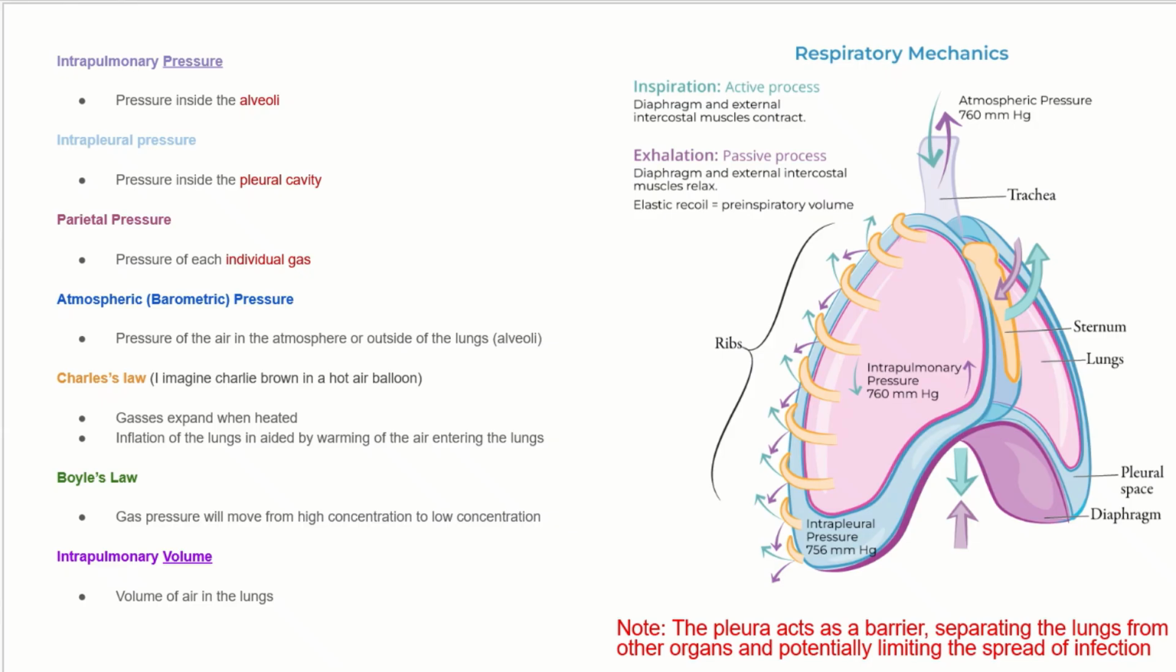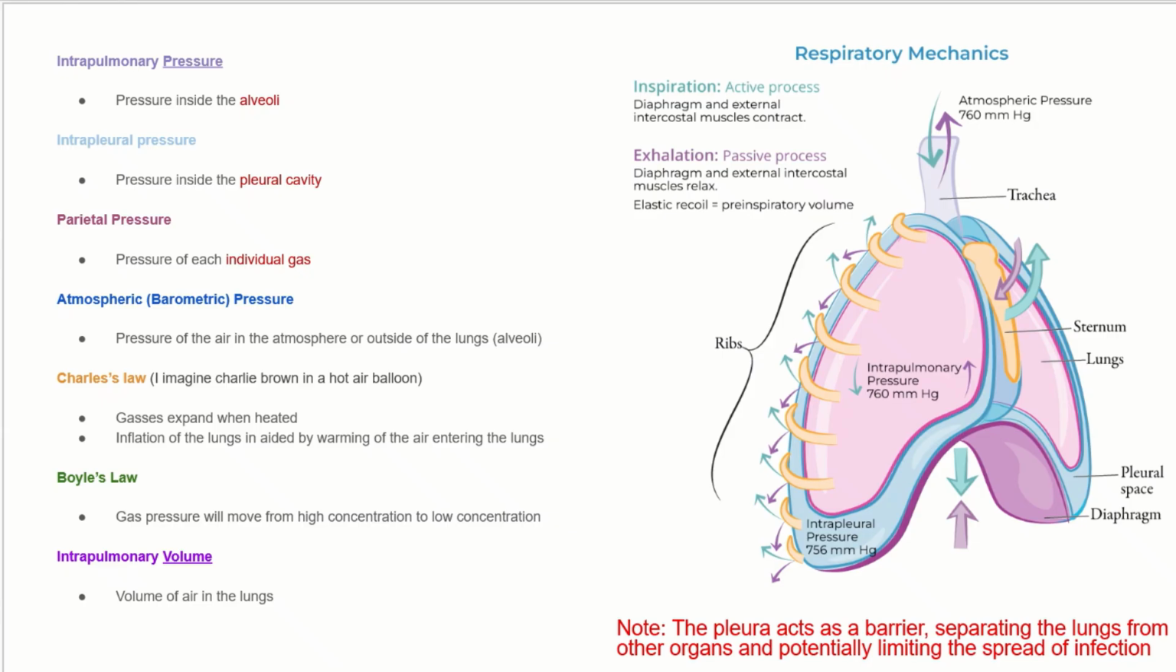And then Charles' law, the way I usually remember this one was imagining Charlie Brown in a hot air balloon, because Charlie Brown and then hot air balloons float up. Hot air balloons float up into the air because of the hot air inside of them. So when gas is heated, that's going to expand it. Whenever the air inside of a hot air balloon is heated up with that torch, I don't know the technical name for that, it's inflating that hot air balloon to expand it.